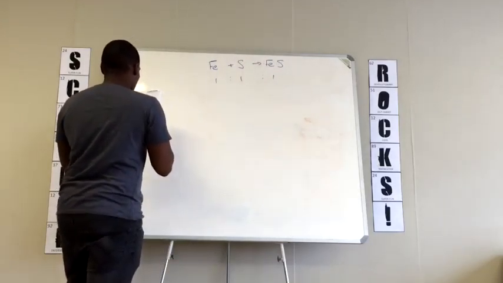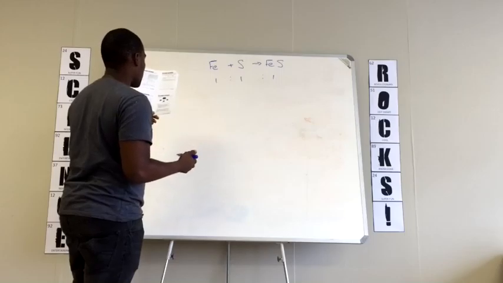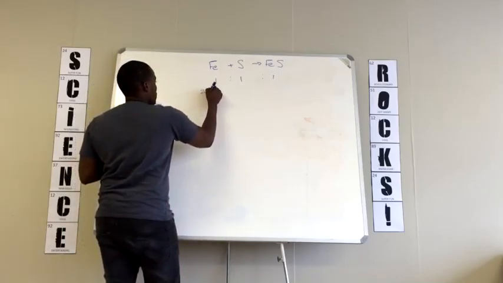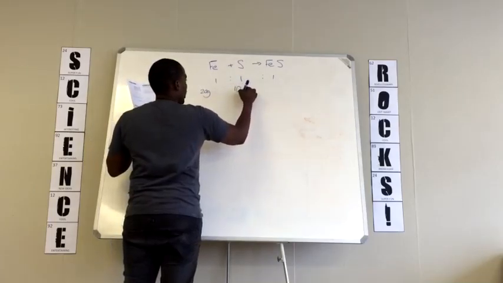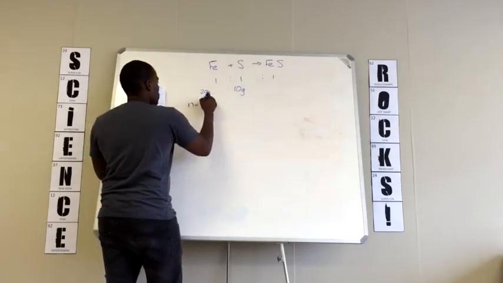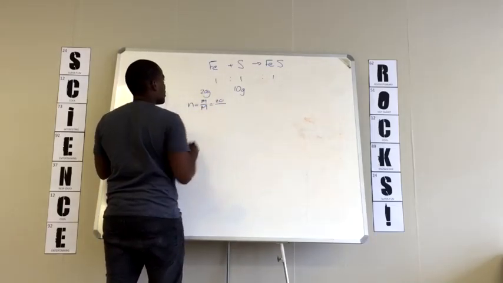Calculate which of the two substances will be used up if 20 grams of iron and 10 grams of sulfur are mixed and heated. So I've got 20 grams of that, 10 grams of that. How many moles is that? Let's find out. n is equal to m divided by M. That's going to be 20 divided by the relative molecular mass of iron.